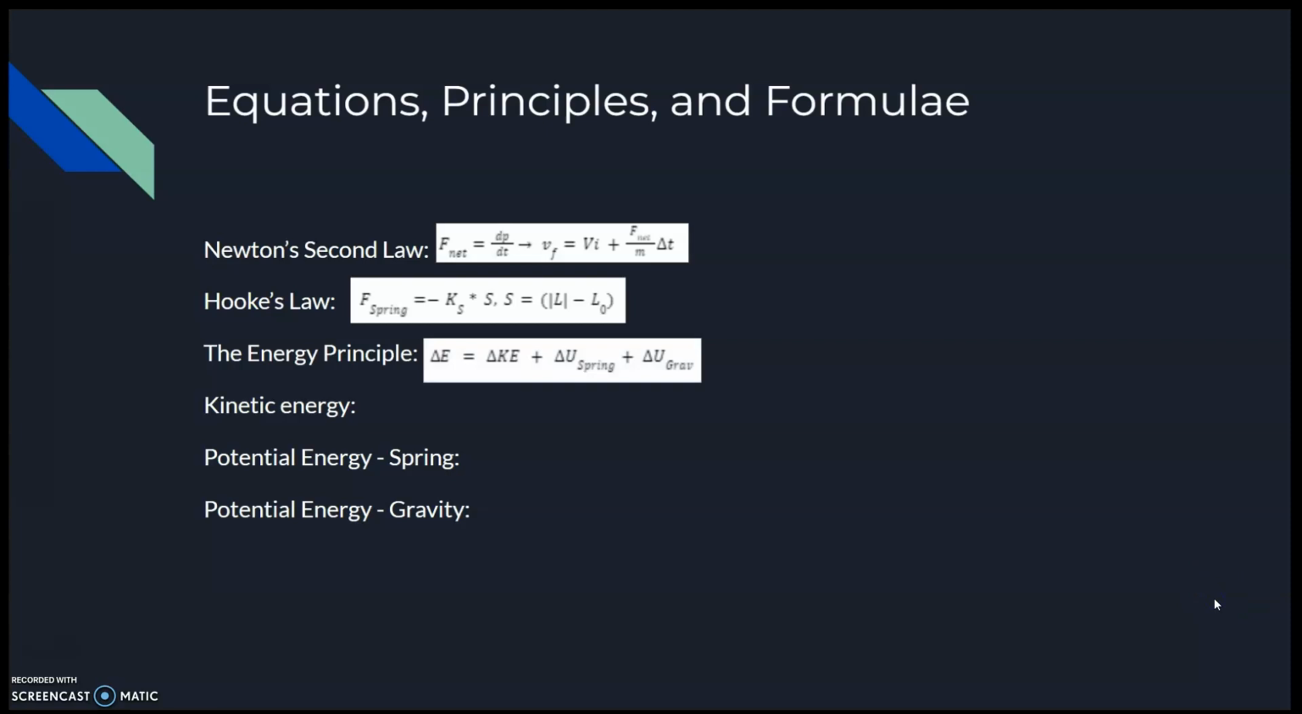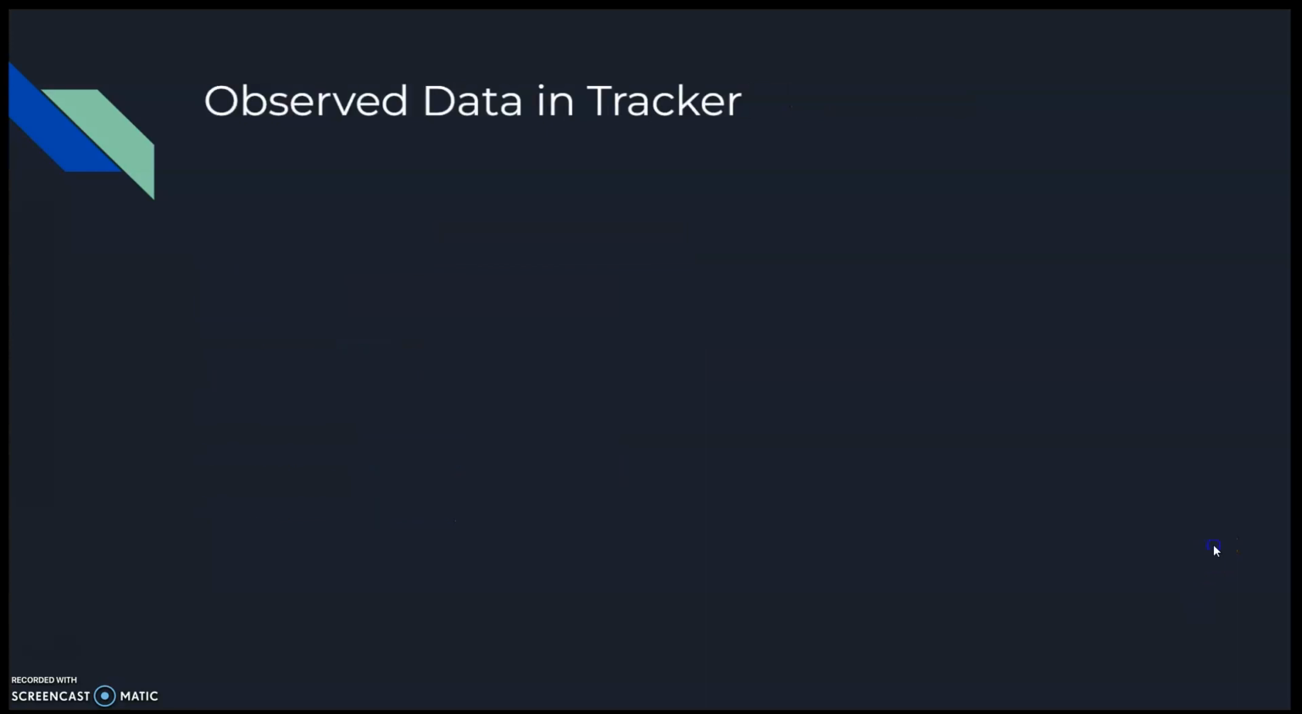Next, we have the energy principle, which is arguably the most important part of this lab, which states that the change in energy is equal to the sum of the changes of those individual kinetic and potential energies. Here's the equation for kinetic energy and our two potential energies, spring and gravity. And these equations are derived from those force equations that we've worked with in the past.